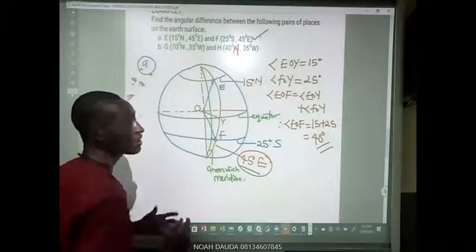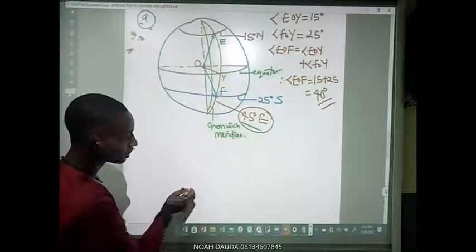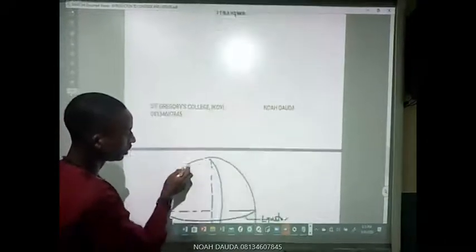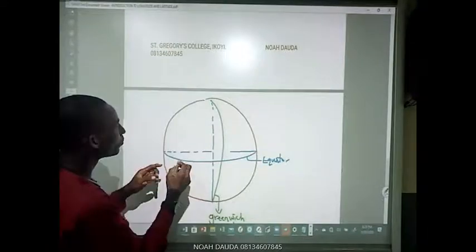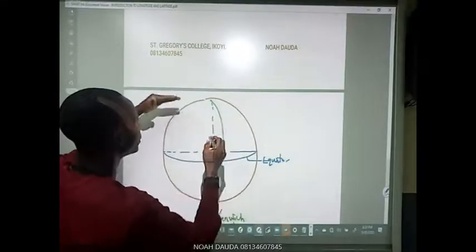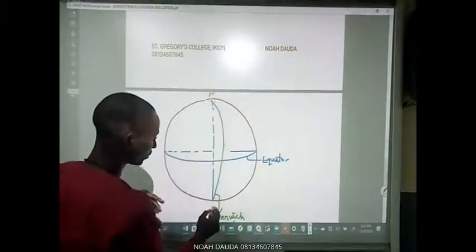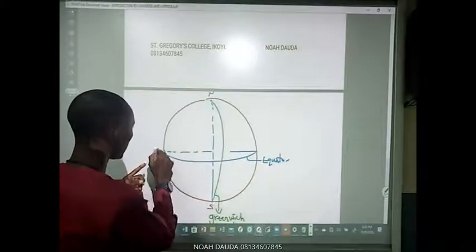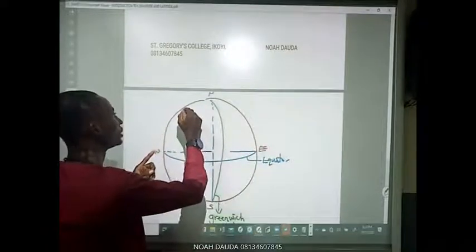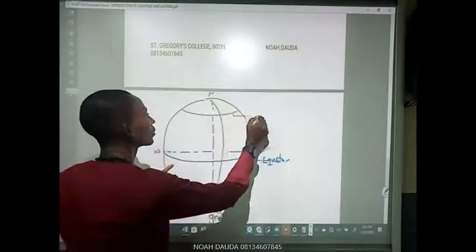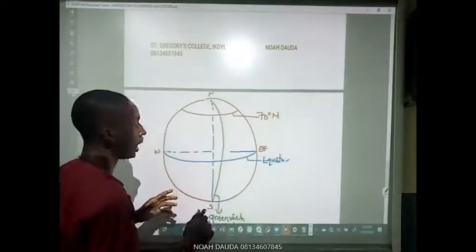Now, going back to the second question that was stated here, 70 degrees north and 35 degrees west. To do that on your diagram, your 70 degrees north will be somewhere around this region, because this is my north axis, the south, the west, and the east. So 70 degrees north is going to be somewhere around here. So let us call here 70 degrees north. I'm done.